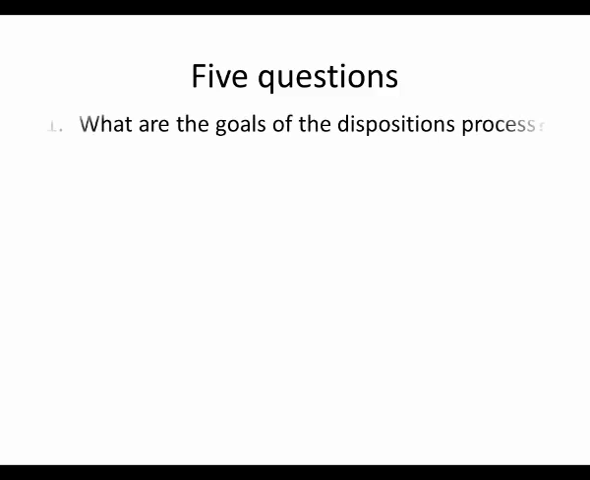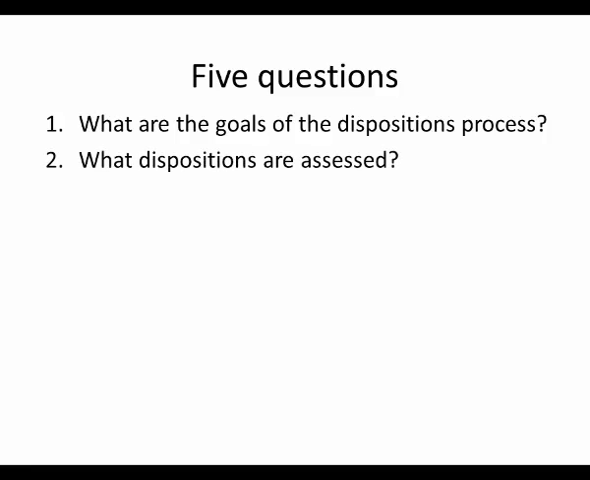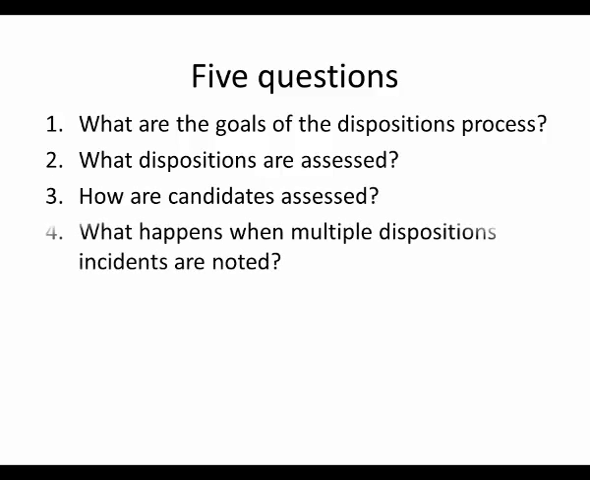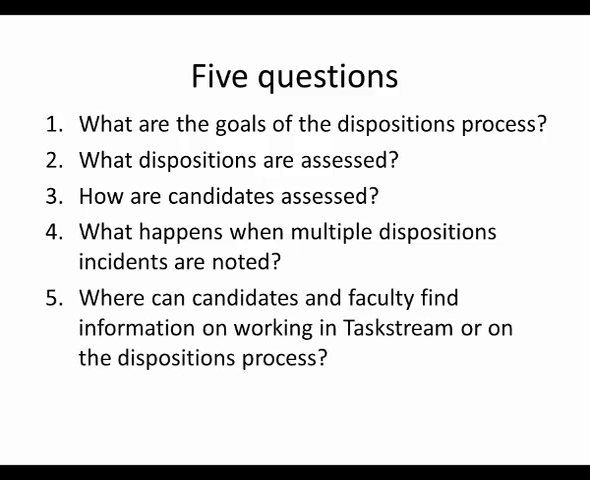What are the goals of the dispositions process? What dispositions are assessed? How are candidates assessed? What happens when multiple dispositions indicating a concern are noted? And, finally, where can candidates and faculty find information on working in TaskStream or on the dispositions process itself?